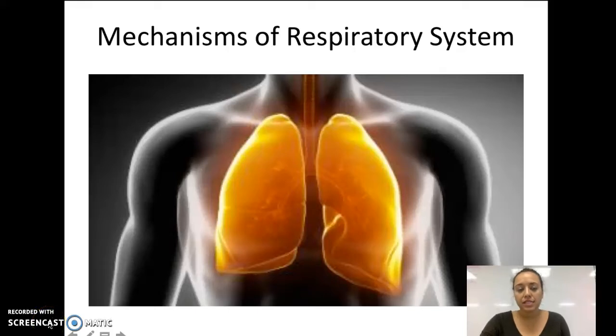All right, the respiratory system. So let's get started. We're just going to do mechanism. Anatomy we'll practice a little bit playing games, but we're going to focus on the mechanisms.